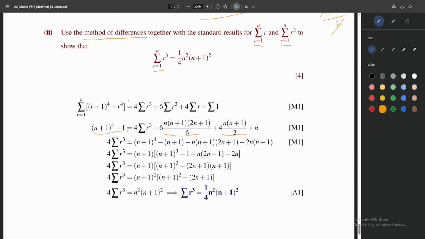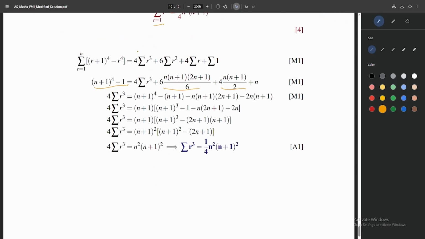And as for this part, let us try the method of differences. So summation of (r plus 1) to the power 4 minus r to the power 4. Let us try the value of r equals 1. So r plus 1 is 1 plus 1, which is 2, and 2 to the power 4 is 16, minus 1, so that's 15. Let's keep this separate for now.